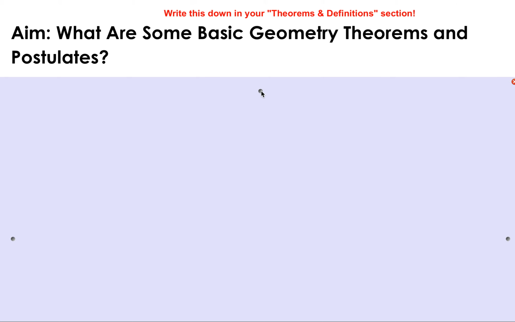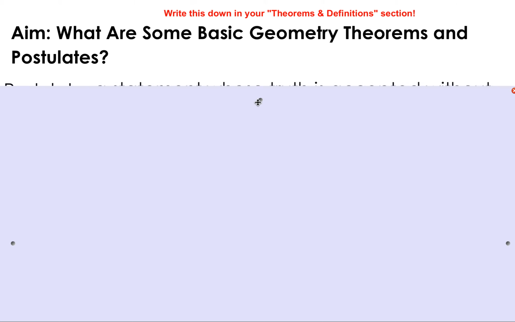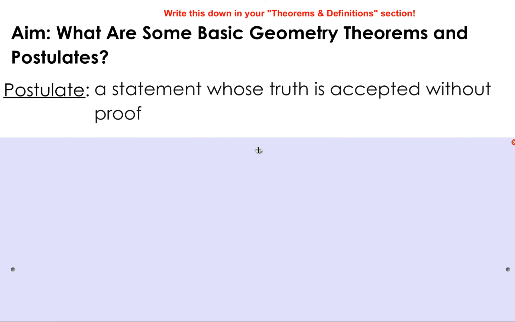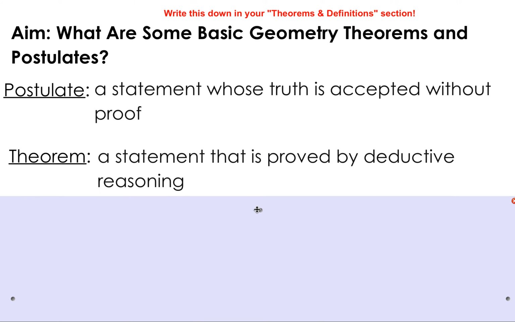So the first thing is, let's define what a postulate is. If you remember, a postulate is a statement whose truth is accepted without proof. In other words, we just accept the fact that this statement is true. It does not need to be proven, as opposed to a theorem. A theorem is a statement that is proved by deductive reasoning. This, of course, should already be in your theorems and definitions, so this is just review for you.